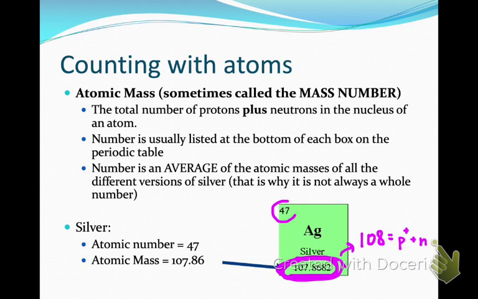So this number is atomic number, just protons. This is atomic mass, which is protons plus neutrons.